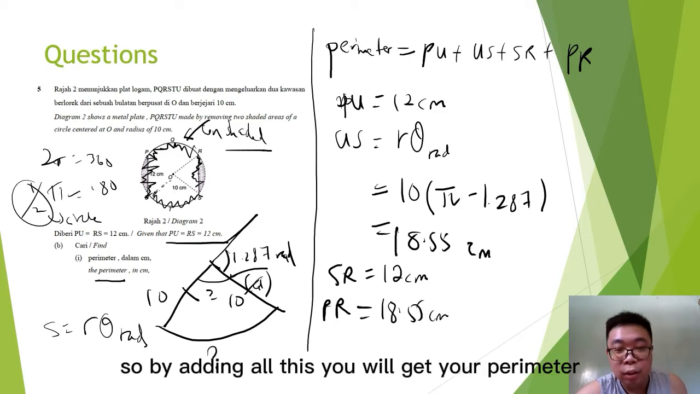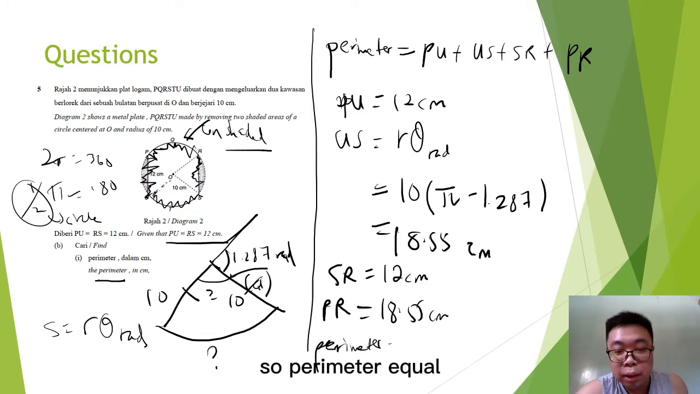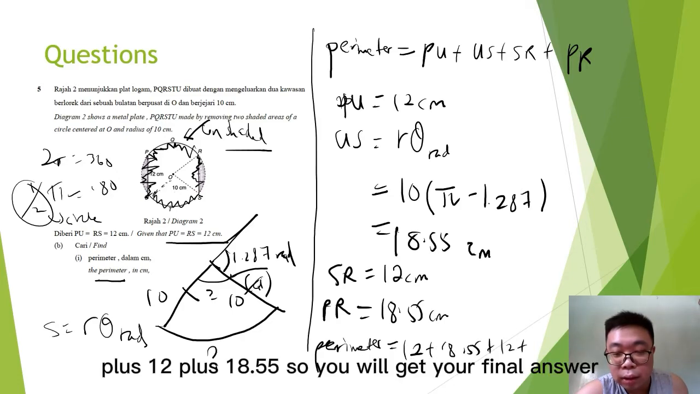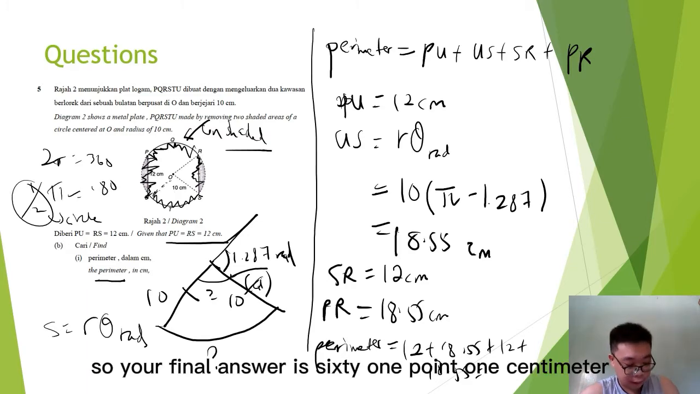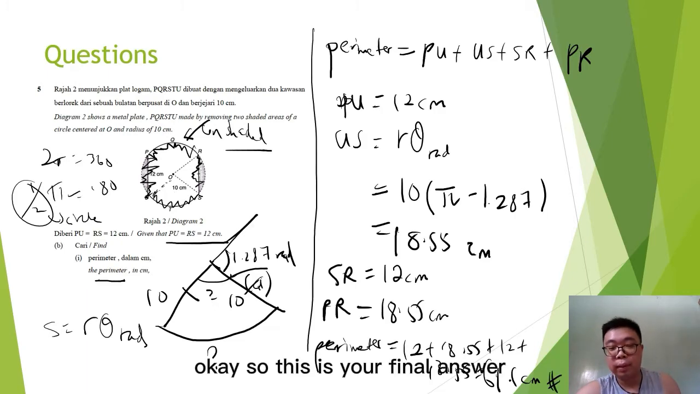So by adding all this, you will get your perimeter. Perimeter equal to 12 plus 18.55 plus 12 plus 18.55. So you get your final answer. The final answer is 61.1 centimeter. So this is your final answer.